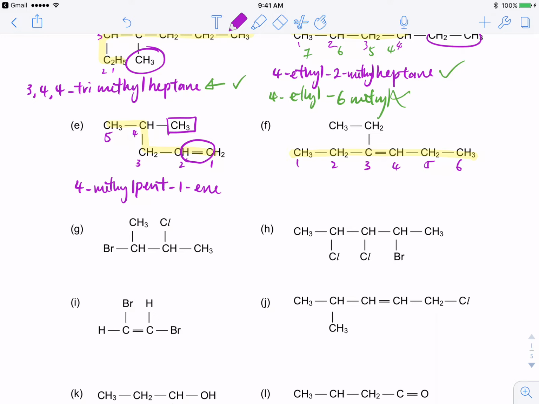Okay, so it will be hex-3-yne, and then it is 3-ethyl. 3-ethyl, hex-3-yne. Wow, this is taking longer than I thought it would take.